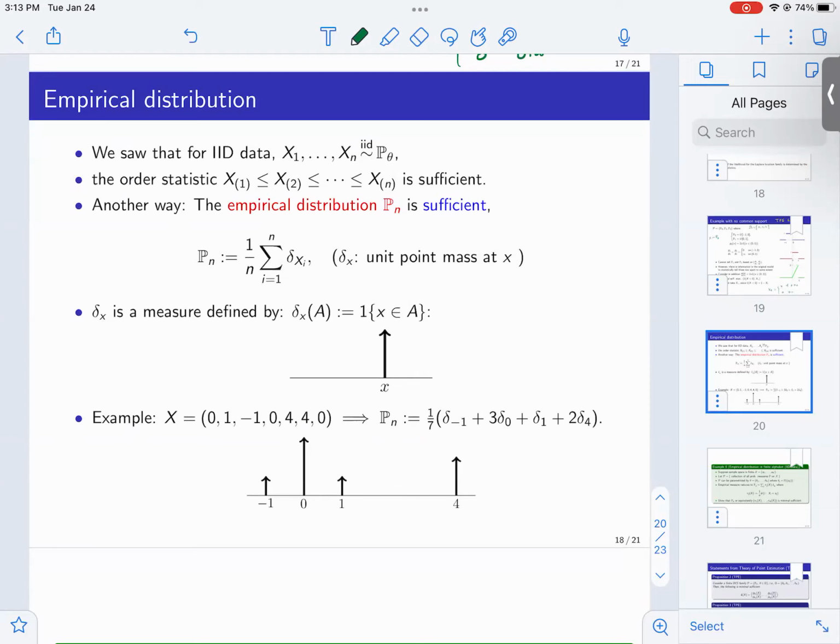Just want to introduce this idea of empirical distribution. How many people know what empirical distribution is? Heard about it? You just take the data and calculate the moments. What kind of moments? Sample moments, like the sample mean. Those would be empirical moments, right?